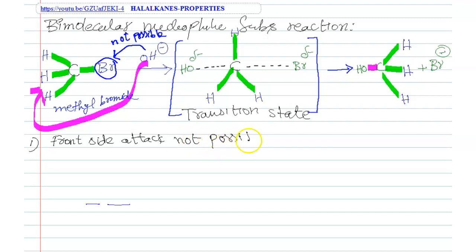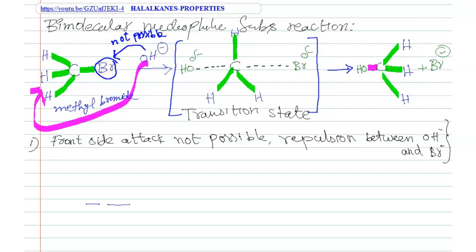So one by one, I am explaining and I am writing, students. Front side attack is not possible because of repulsion between OH minus and Br minus. OH is a nucleophile, Br is a nucleophile. Between the negative charges there is a repulsion. So front side attack is not possible.